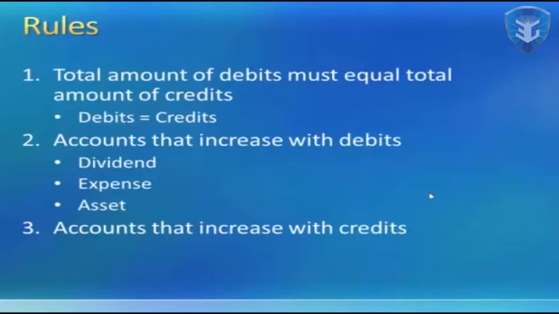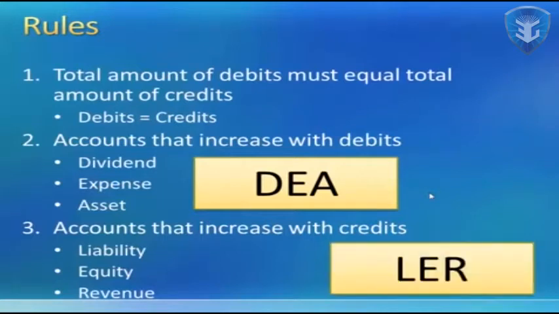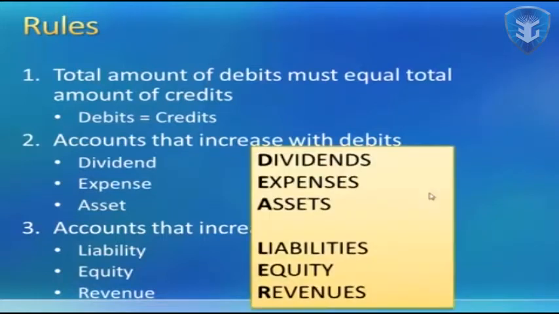The third rule determines the accounts that increase with credits. The accounts that increase with credits are liabilities, equities, and revenue. Looking at it another way, if we take the first letter of each of the accounts that increase with debits, we have DEA, and for the accounts that increase with credits, we have LER. So we have an acronym to help us remember. Dividend, expense, and asset accounts increase with debits. Liability, equity, and revenue accounts increase with credits.